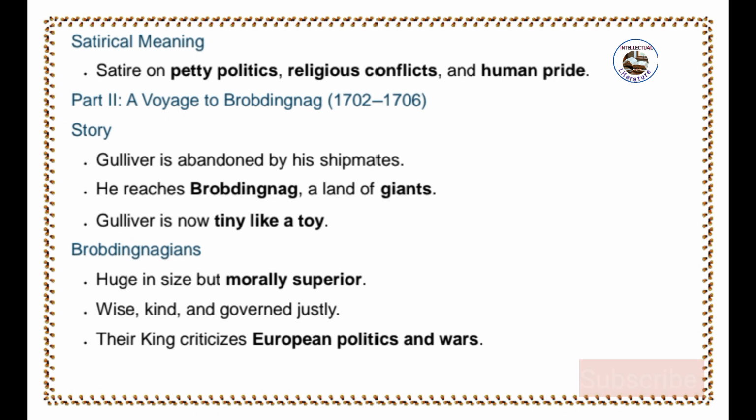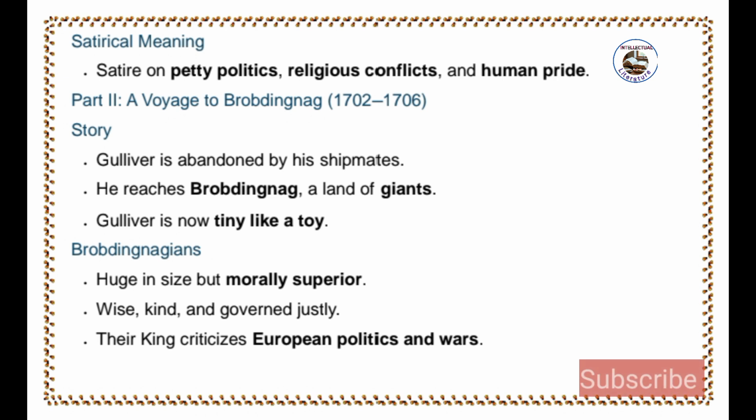Part 2. A voyage to Brobdingnag, the period from 1702 to 1706. The story of this second part: Gulliver is abandoned by his shipmates. He reaches Brobdingnag, a land of giants. Gulliver is now tiny like a toy.